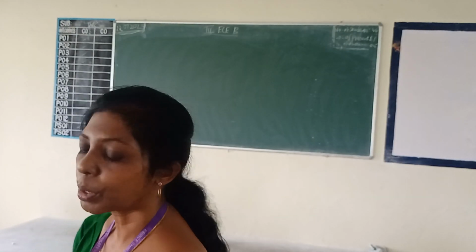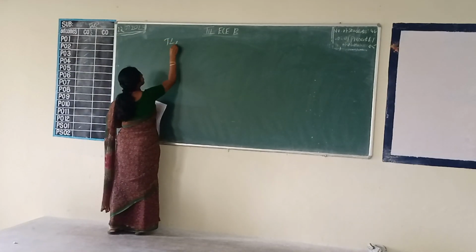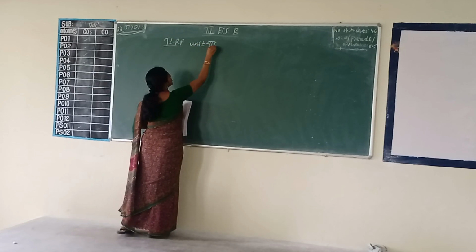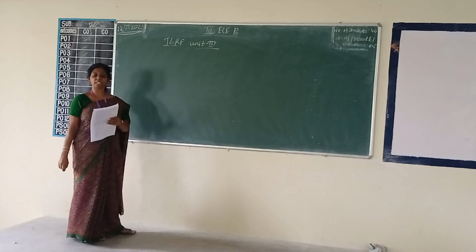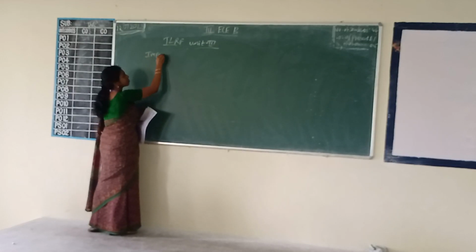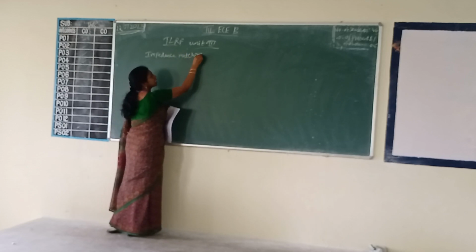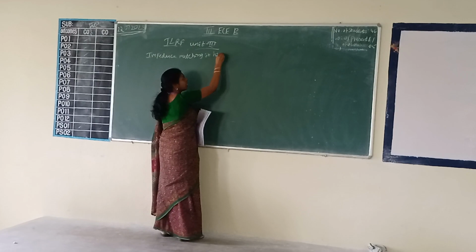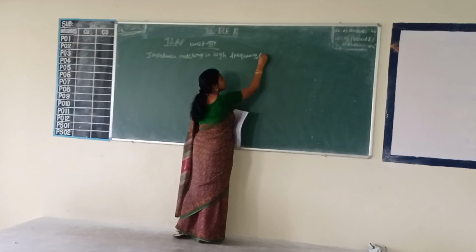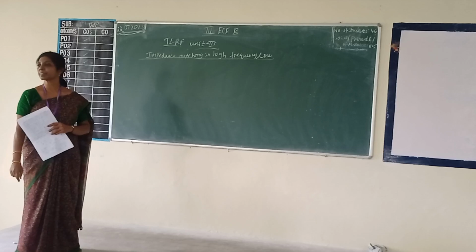Unit 3, put a heading, Unit 3. Impedance matching in high frequency line. Impedance matching. This is in high frequency line. So this is the third unit main heading.